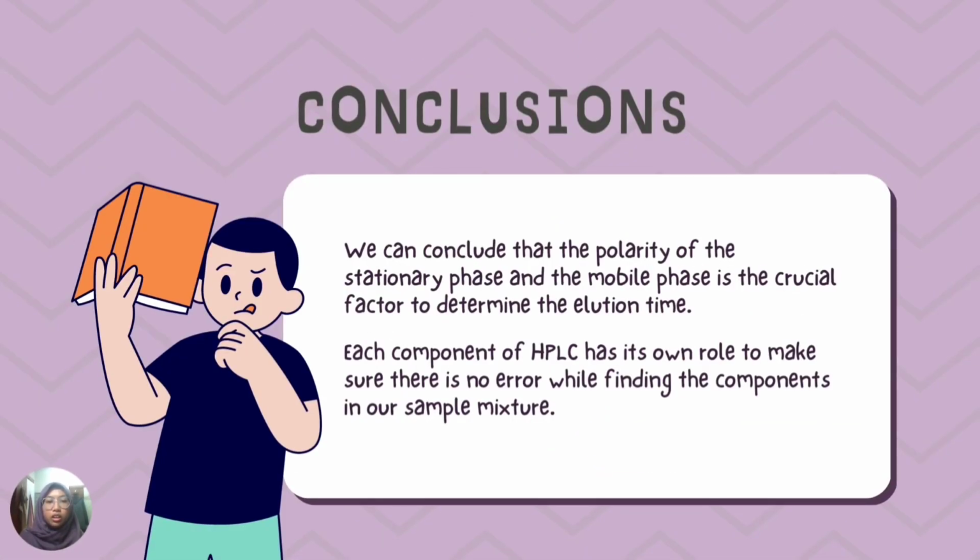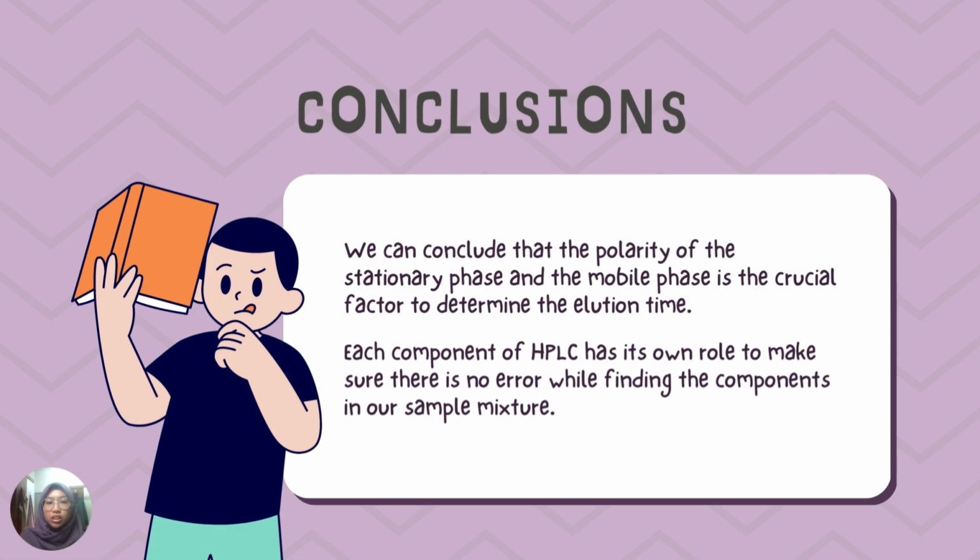So, as conclusion, the polarity of the stationary phase and the mobile phase is the crucial factor to determine the elution time. Most importantly, the polarity of stationary phase, because the time for the components in the sample to elute will be determined by the polarity of stationary phase, whether it's high or low. And the distance between the peaks will also be determined by the elution time.